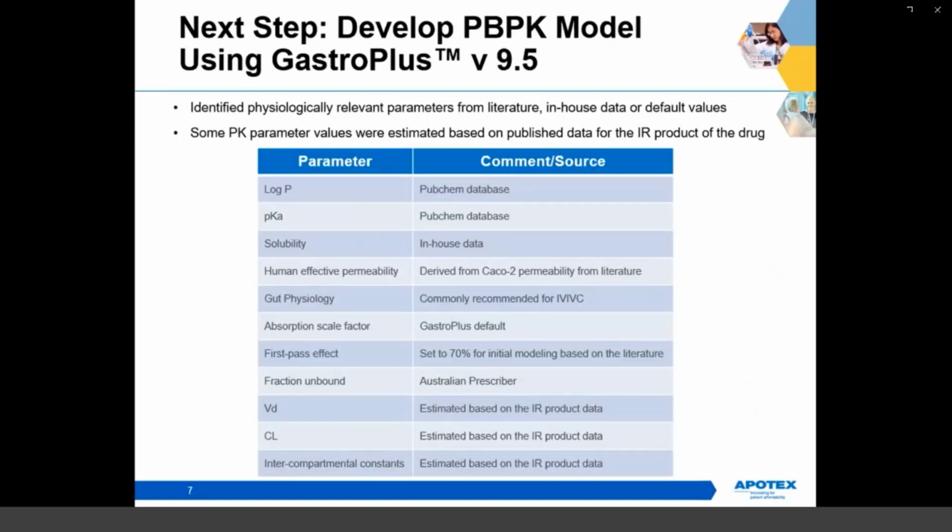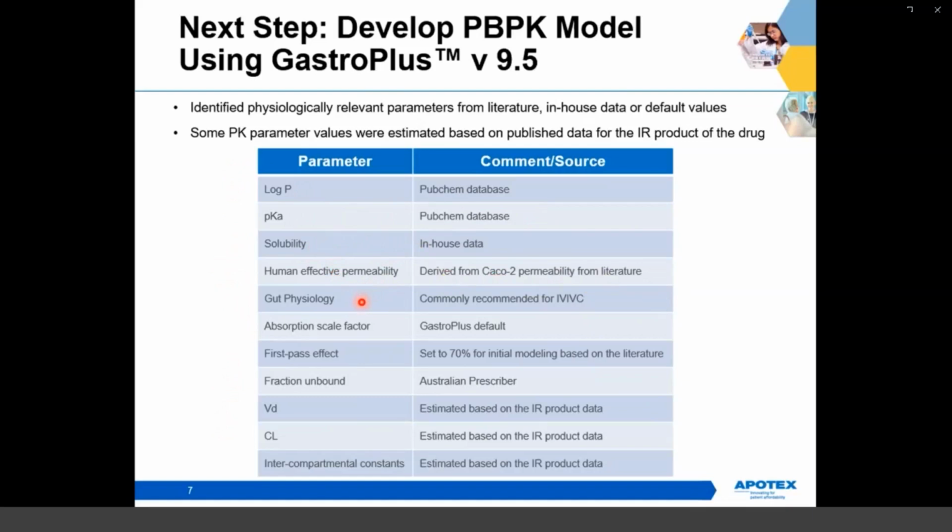With the appropriate dissolution and PK data being obtained, the next step is to identify physiologically relevant parameters that were needed to develop the PBPK models using GastroPlus. This table displays the list of the relevant parameters. They include the partition coefficient and the pKa of the drug obtained from the PubChem database. The solubility of the drug was obtained from the in-house data. The human effective permeability was derived from the Caco-2 permeability data from the literature.